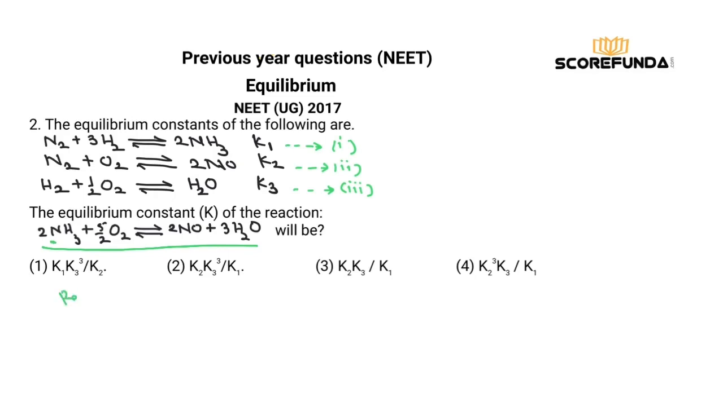So reversing 1, plus 2 को ऐड कर देते हैं, and plus 3 into 3, third वाले को 3 से multiply करते हैं क्योंकि thrice H2O चाहिए. So let us do that.